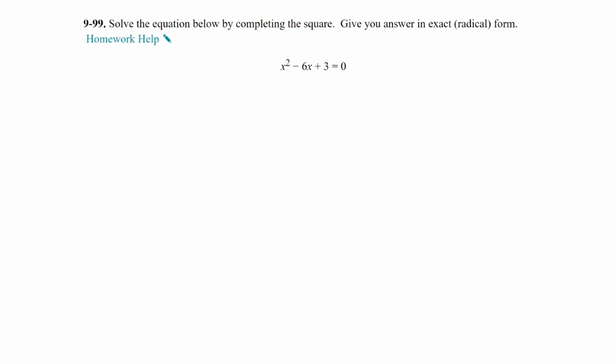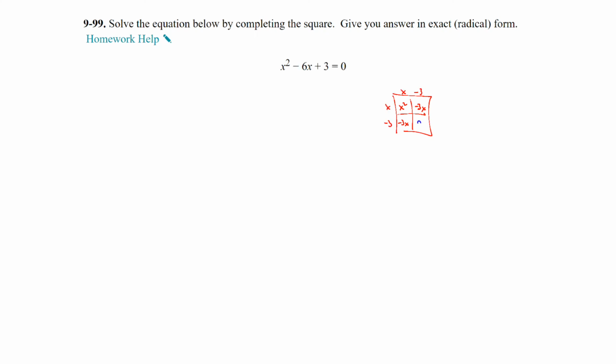Question 99. Solve the equation below by completing the square. Give your answer in exact or radical form. So let's take a look here. To complete the square, we have x squared minus 6x plus 3, so let's set up our visual here. We are trying to create a square out of this. We have an x squared tile, and we have a negative 6x tile, so we're going to split this up into negative 3x and negative 3x, which means we know our side lengths are going to be x minus 3 and x minus 3. How many 1 tiles do we need?